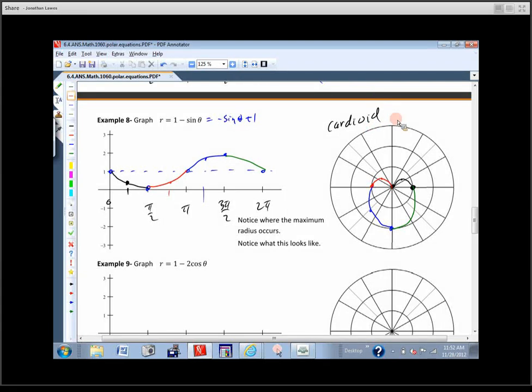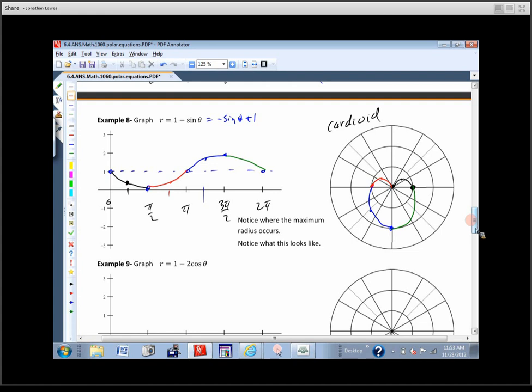What? Did I spell it wrong? No. It's called a cardioid. Yeah. It's somehow mathematically poetic.